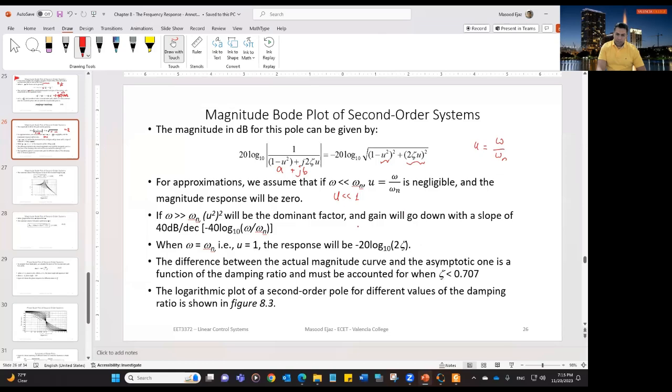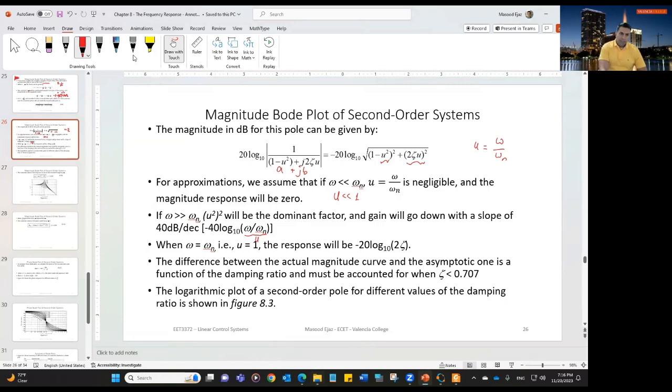That means your slope is going to be negative 20 log 10 of the square root of u square, or simply u square. That will become negative 40 log 10 of u. This is u. So it's going to drop by 40 decibel per decade.